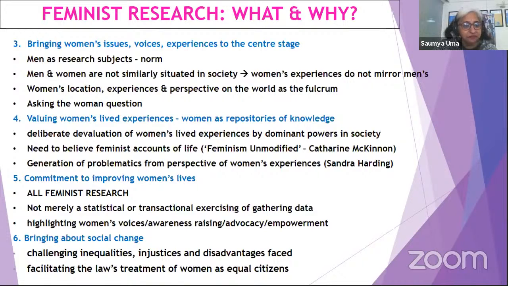And the fifth point then connects with the last point, which is about bringing social change. It may be that the particular research a researcher is undertaking may not bring about a very big transformation, but it is about challenging inequalities, injustices, and so on.